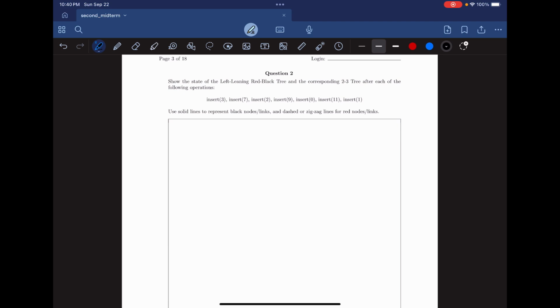Today we're going to be looking at the Spring 2022 exam from CS 251. We're starting on question 2 because question 1 was already answered on a previous video. Question 2 states, show the state of the left-leaning red-black tree and the corresponding 2-3 tree after the following operations, and then it gives a series of inserts.